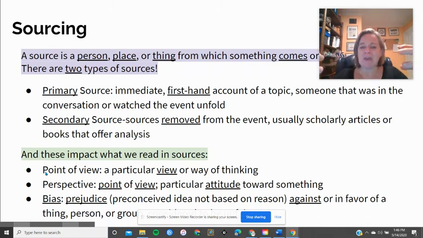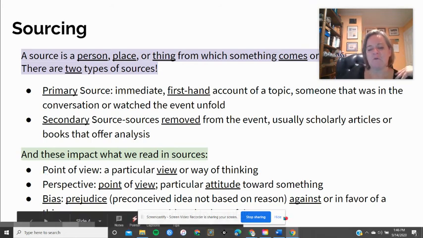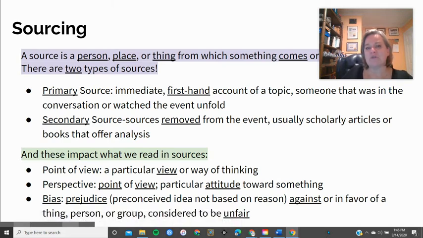Ideas that people have ahead of time, which influence the way they see things. They may not even realize they're being influenced, but they are. Those biases are usually things, either negative or positive, that can unfairly influence someone to believe or see something from a certain perspective or point of view. So those are the things that you have to look out for whenever you're looking at your sourcing.